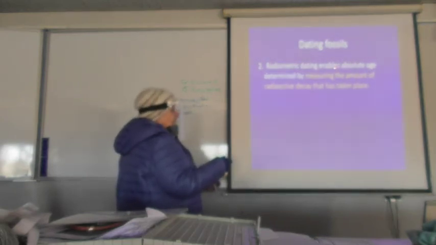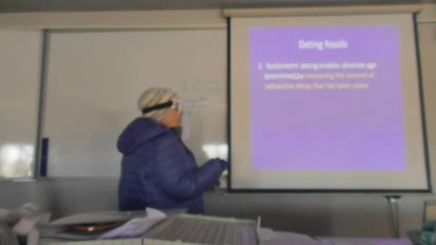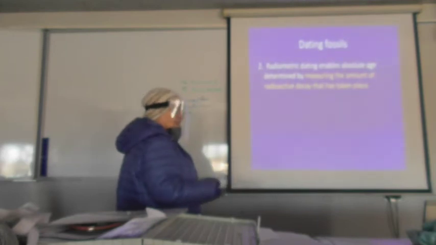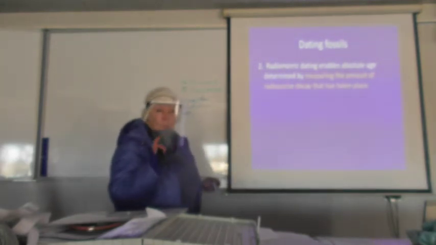So radiometric dating enables absolute age to be determined. And what it does is it measures the amount of radioactive decay that is taking place. Now, you don't have to understand the principle behind this. You just have to know that it's a method and it's much more accurate. But for the sciencey people, some atoms are unstable and they decay, forming a different type of atom at a steady rate. The rate is measured in what is called half-lives, and that is the length of time required for half of the parent atoms to decay into daughter atoms.